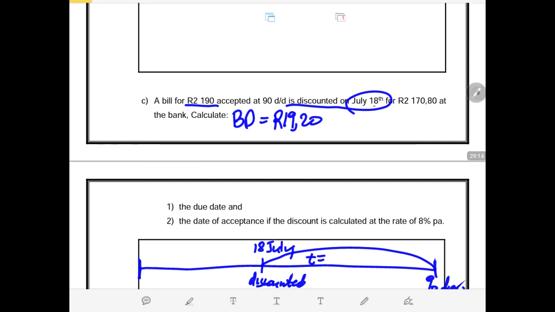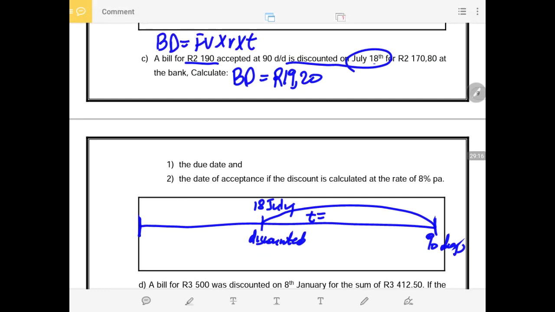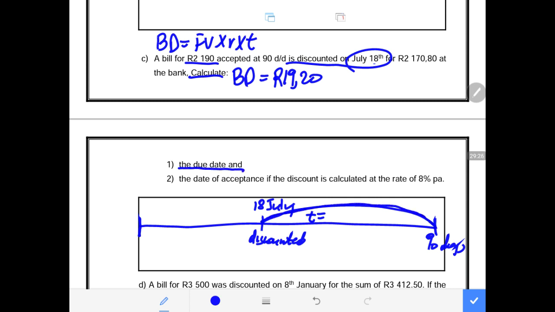Then now we continue on that same note. It says let us calculate the due date of the bill. Remember, due date is unexpired period, because we will be able to calculate the due date by calculating our T, which is our unexpired period.